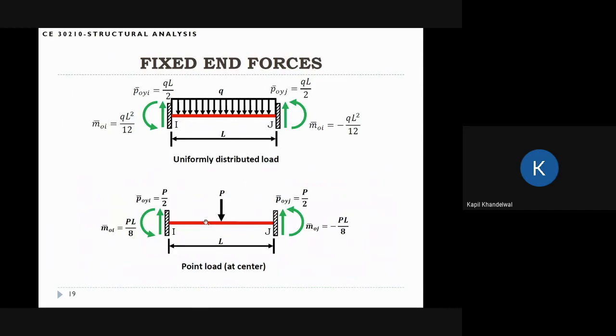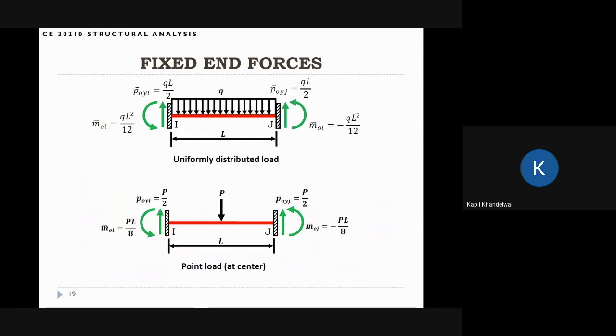For this case, you can see that half of the load goes on this side, half of the load goes on this side. This is very obvious. And then the moment is PL by 8, and the moment at the J end is minus PL by 8. And you don't have to remember these values. Whenever some numbers are needed or some kind of load distribution we are using in the class, I will always give this information to you.